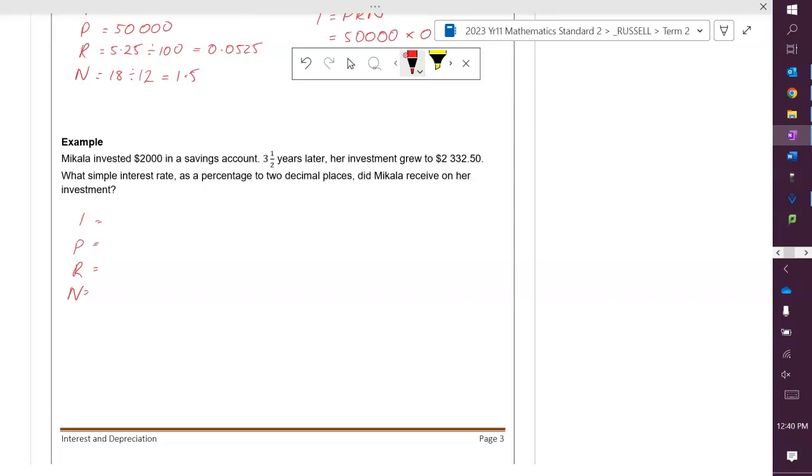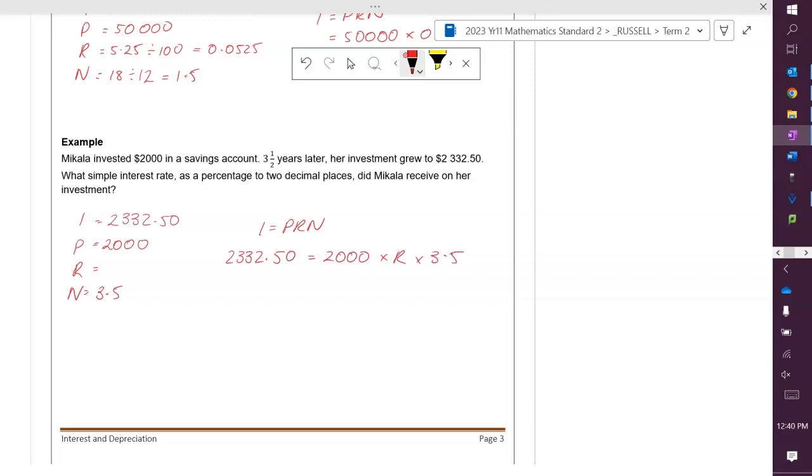So she invested $2,000, so that's our principal. 3.5 years, and it grew to this amount, so that's our interest, so $2,332.50. So we're trying to find that rate. So if we set up our formula, our interest, so $2,332.50 equals 2,000 times our rate times how long we had the investment.